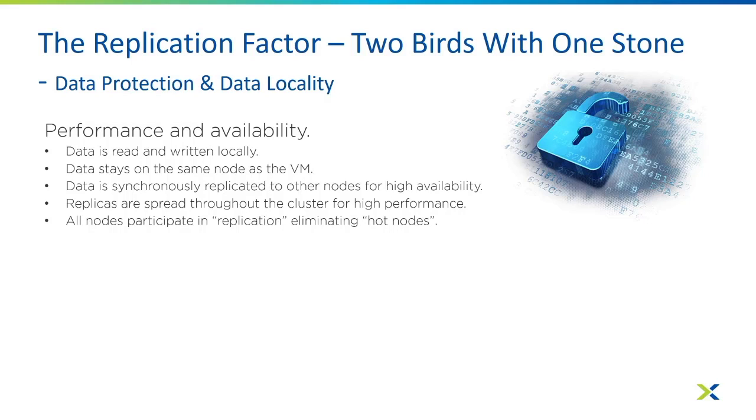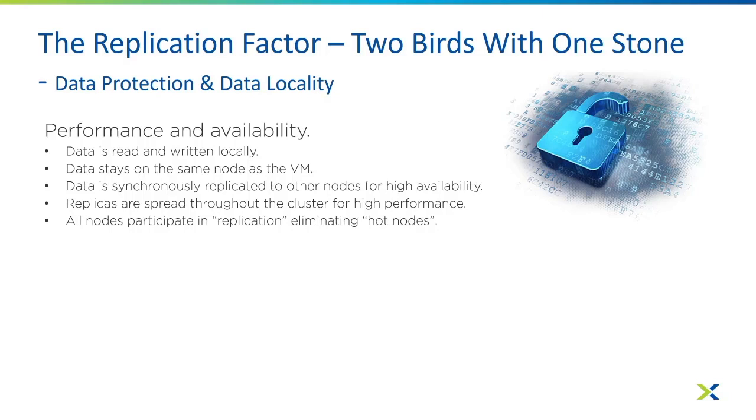When it comes to protecting the data, this is where the replication factor kicks in. So we will synchronously replicate data blocks to other nodes in that cluster for high availability, for protection. Those replicas are also spread throughout the cluster for higher performance. So we're not just utilizing one node or one disk on a single node. We're using all of the available disks, all of the available nodes in that cluster to be able to spread the replicas throughout the cluster.